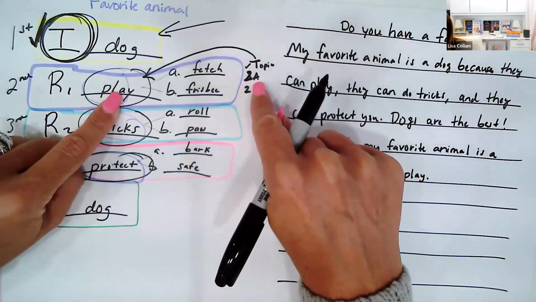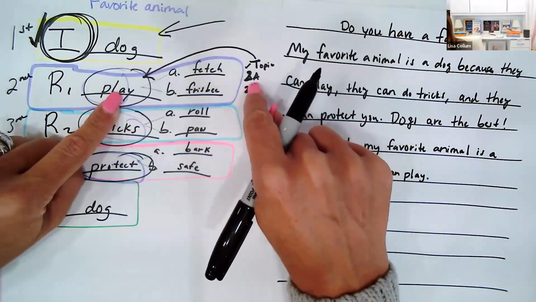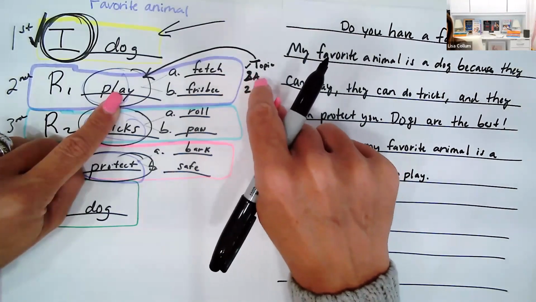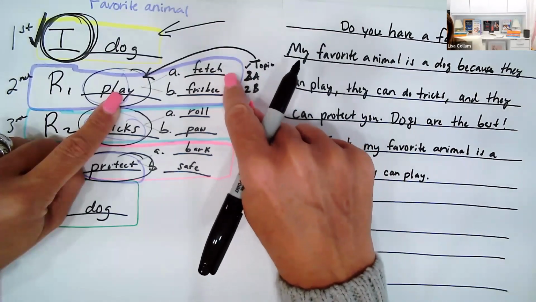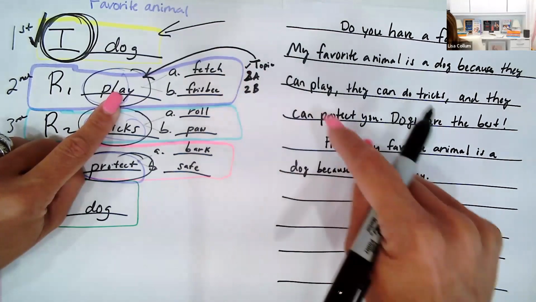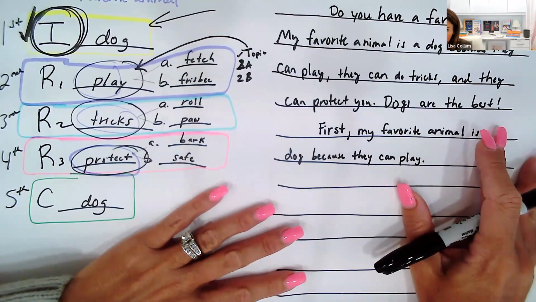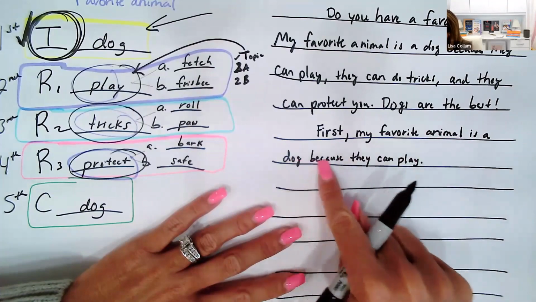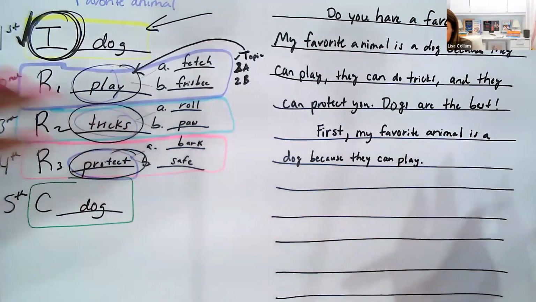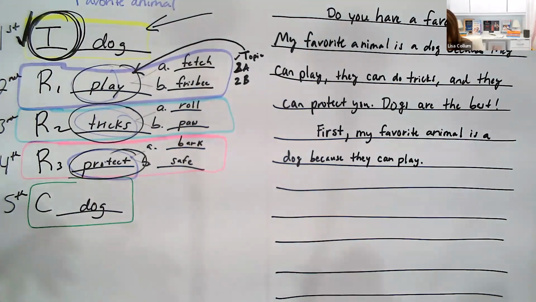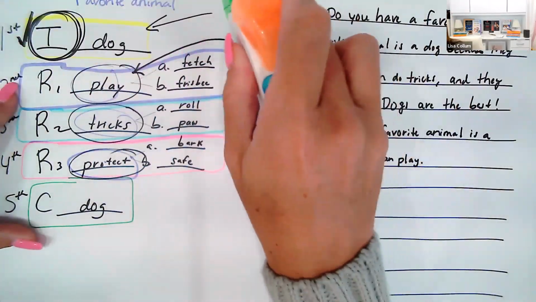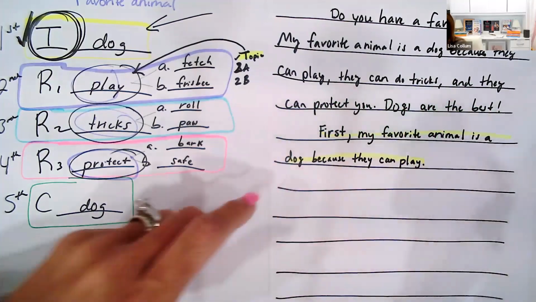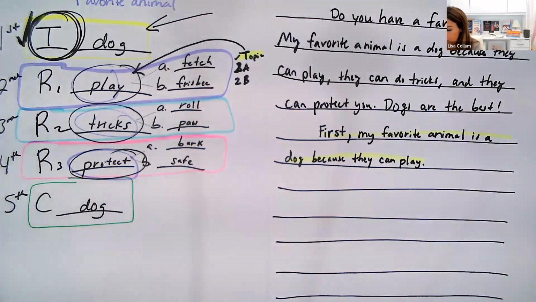Now you have to write 2A. What that means is you're going to write two sentences about your A, which is fetch. 2A means write two sentences about your A, which is fetch. Okay, so I'm going to write two sentences about fetch, and you guys should be watching right now. You don't have to write this. You're just watching while I do it. So there's my T sentence, my topic. And actually, I'm going to highlight topic in yellow and then highlight my topic sentence in yellow so you can see it. All right, now I'm going to do 2A.